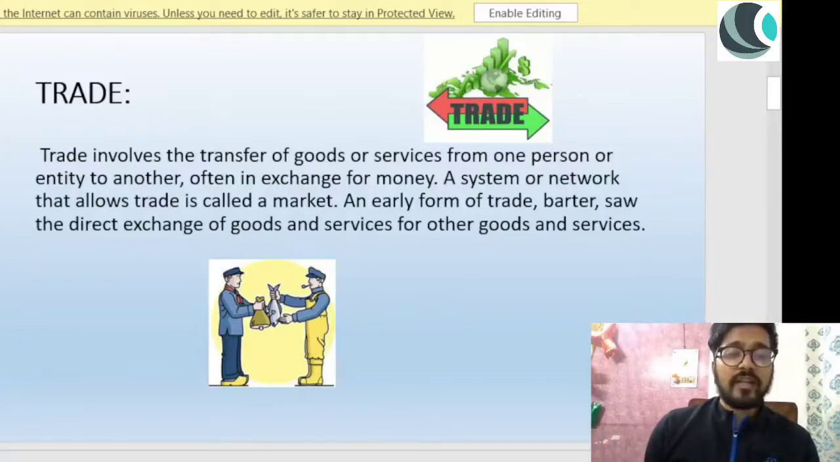An early form of trade, the barter system, saw the direct exchange of goods and services for other goods and services. So we are talking about the time when currency wasn't there, right? There was no exchange for money. So we're talking about the barter system. You must have heard about the barter system, and this picture depicts what the barter system basically is. This guy is having chicken, and he doesn't want that, and he wants a fish. So the other guy who has a fish wants chicken. So basically they are exchanging the goods, right? And they can exchange services as well, right? There is no monetary transaction involved, so we are talking about the barter system here.